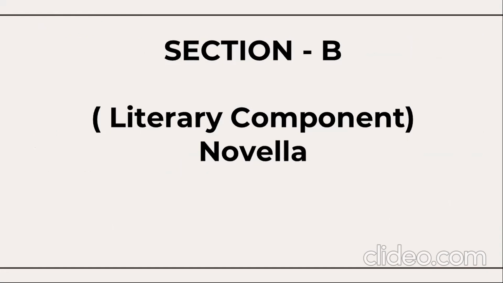Now we are moving to the literary part, Section B, literary component, novella. The Rabbit Proof Fence, the novella. Here you will be having two sections. In one section again, you need to attempt one question for 5 marks and one question for 10 marks. So this section has a weightage of 15 marks. Remember, 5 marks one question and 10 marks one question.